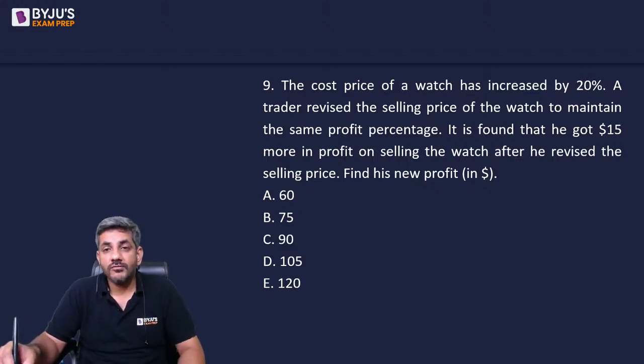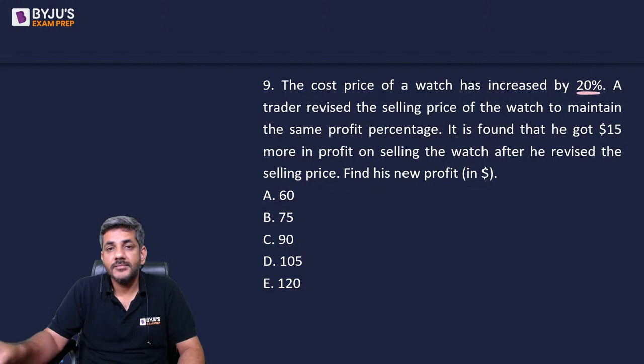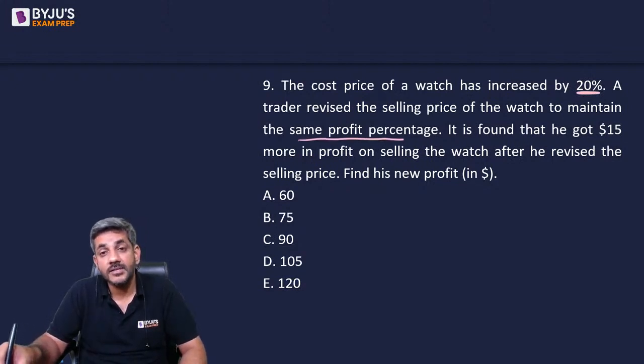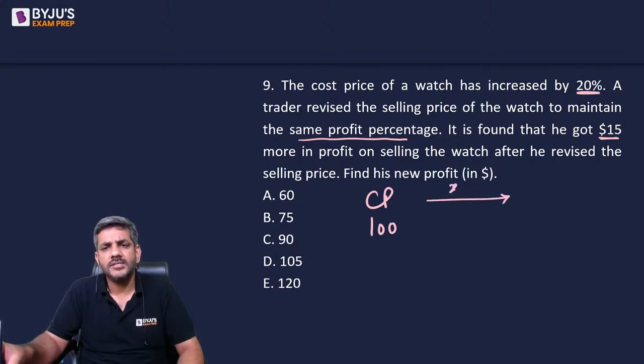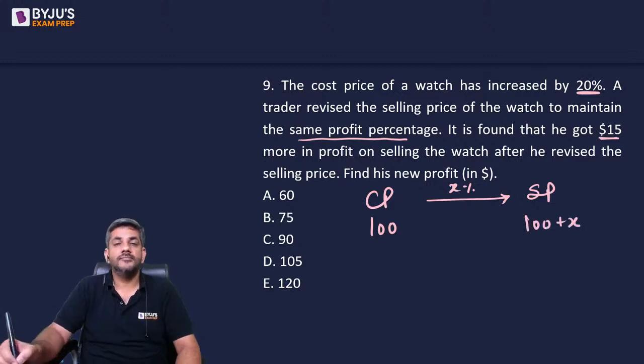So the cost price of a watch has increased by 20%. A trader revised the selling price of the watch to maintain the same profit percentage. It is found that he got $15 more in profit on selling the watch after the revised selling price. Find his new profit. I am assuming, let's say his cost was $100 first. And let's say he was having an X% profit. So can I say his selling price was 100 plus X, right?